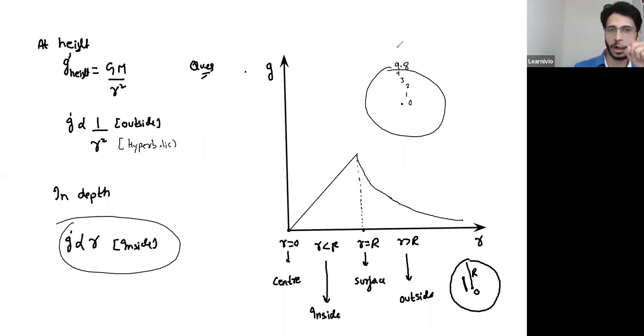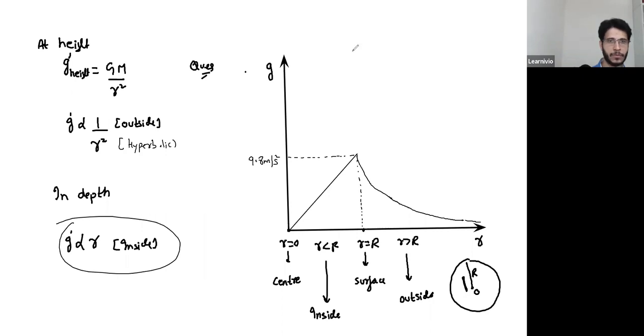But once you go outside, then it again starts decreasing: 9.6, 9.5. It keeps on decreasing. So this graph tells that at the center it is 0. It keeps on increasing up to the surface of Earth. At the surface of Earth, the value of g is maximum, and this value is 9.8 meter per second square. Then as you move outside the surface of Earth, it keeps on decreasing, and finally it will become 0. Okay, let's erase it.